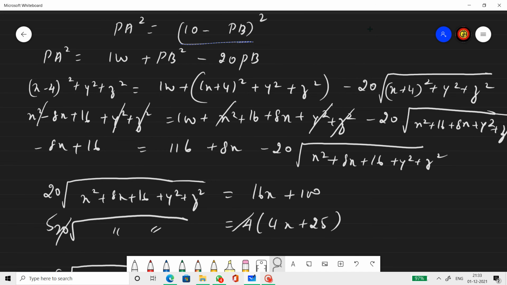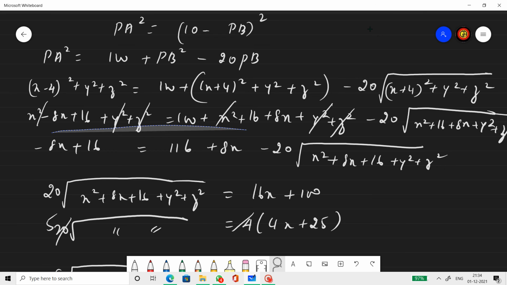Now (10 minus PB) the whole square is 10 square plus PB square minus 20 into PB, the (a minus b) the whole square formula. Then P is (x, y, z) that we assumed, and A is a given point. Take the distance formula, but now I'm not putting a root because there is a square. So you get this. PB, again distance formula, you get this. PB square, therefore no root, whereas here PB without square, therefore this will come with root. So do not disturb this, keep it as it is.